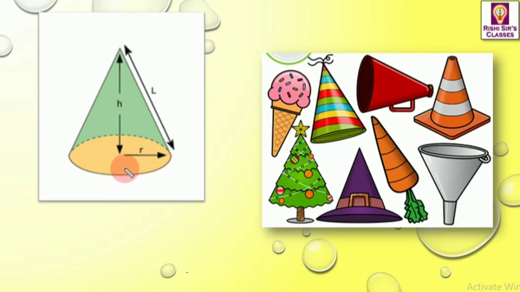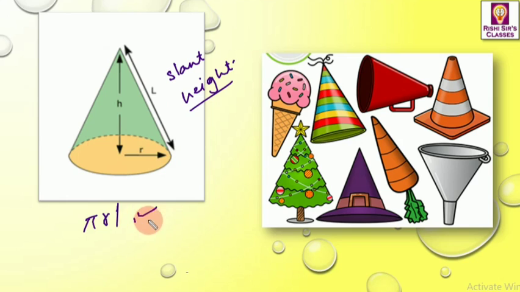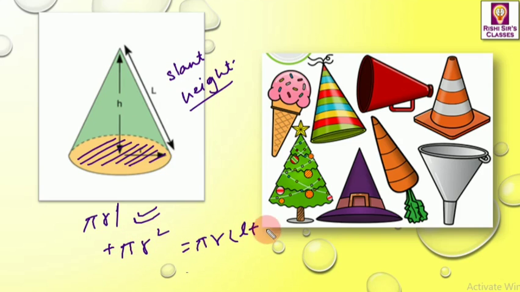Cone is having 3 dimensions: height, radius and that L. L is known as slant height. The CSA will be pi r L. Pi into r radius and L is the slant height that we are having. For TSA, it will be CSA, that is the curved portion plus the base area. And base area is pi r square. So pi r L plus pi r square. That means pi r times L plus r.